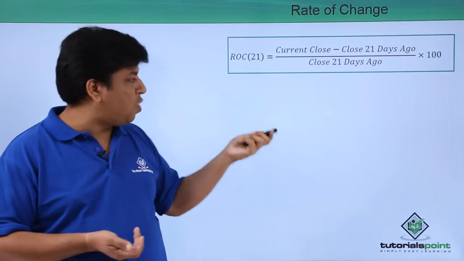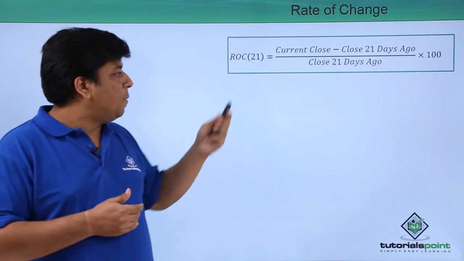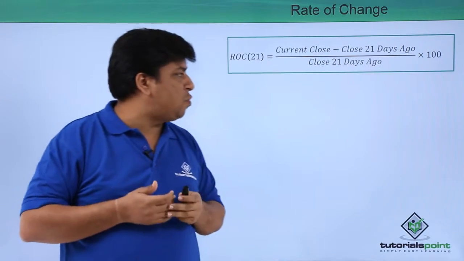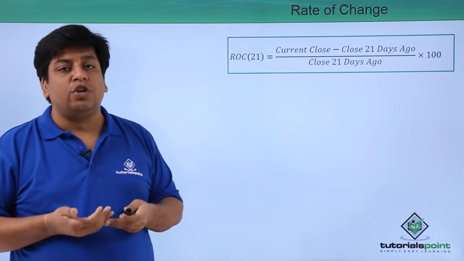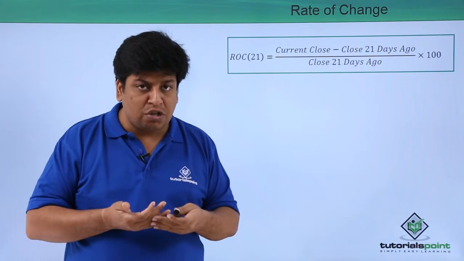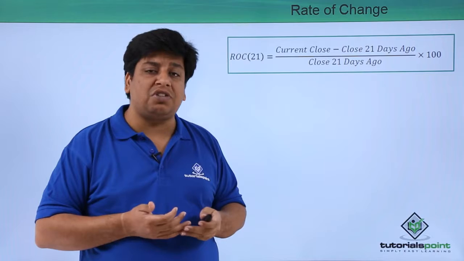The rate of change for 21 will be equal to current close, that is the close today, minus close 21 days ago, divided by close 21 days ago, and multiplied by 100. So this will give you exactly what the change in the price of your stock is for a month, taking this 21 days into consideration.